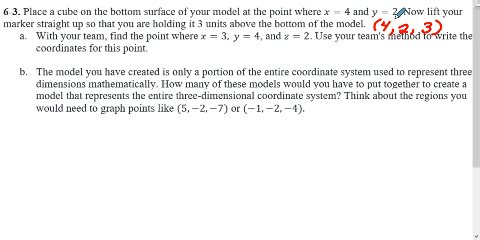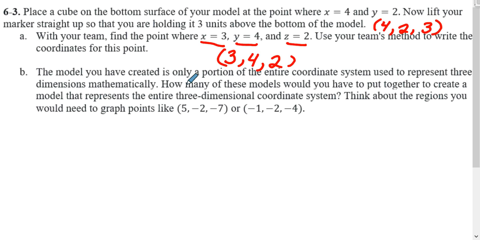So now that you have your coordinate point, now you're going to do the same thing, but this time you want to make the X 3, the Y 4, and the Z 2, and then go ahead and write that coordinate point. Okay, which means, what's the X value of my coordinate point? Y value and Z value.